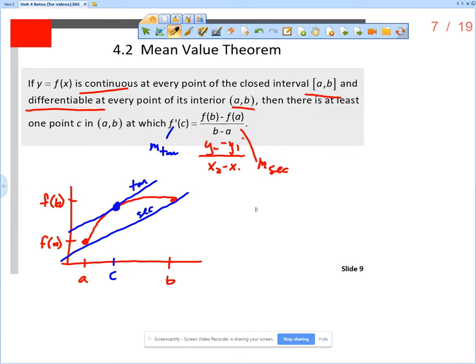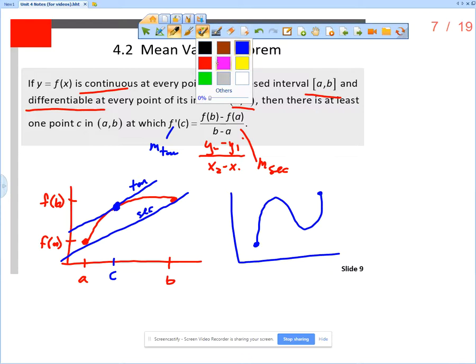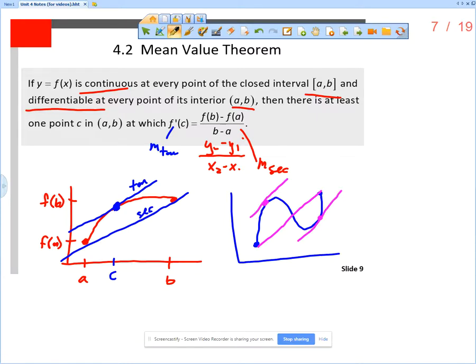Let's draw an example. Once again, endpoint, endpoint, and let's say I draw like this. Let's make a note of the secant slope. Is there at least one point where the tangent slope is equal? Yeah, right about here, tangent slope, same, parallel. And then actually here, this one would have a tangent slope as well. So this one would have two. What we're saying is there is at least one.